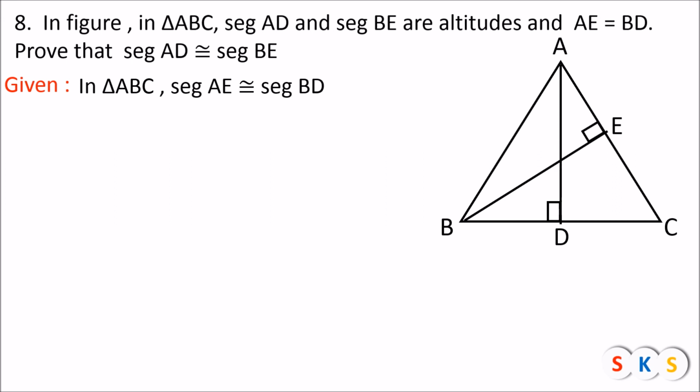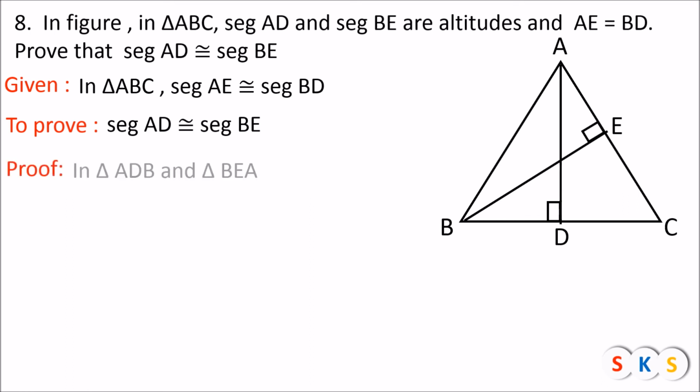In triangle ADB and triangle BEA, look at this figure. You can see here side AE and side BD are congruent. How did we come to know? It's a given. You can see here seg AE and BD are congruent. So we can say here seg BD is congruent to seg AE. It's a given.